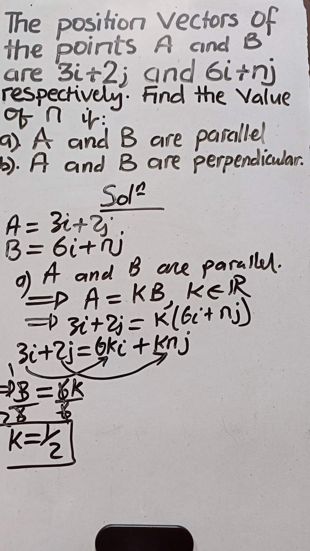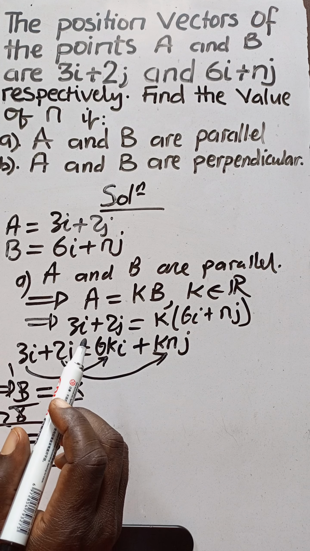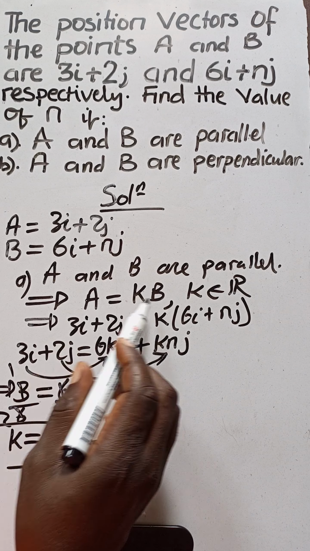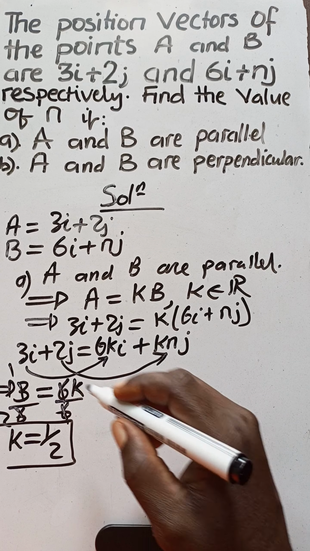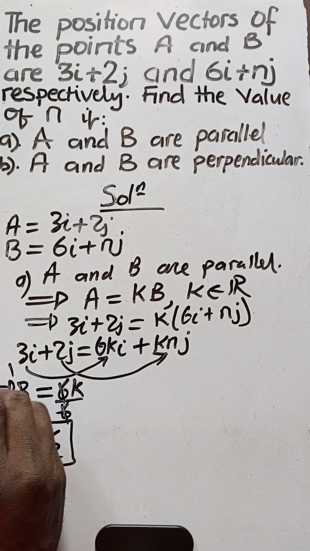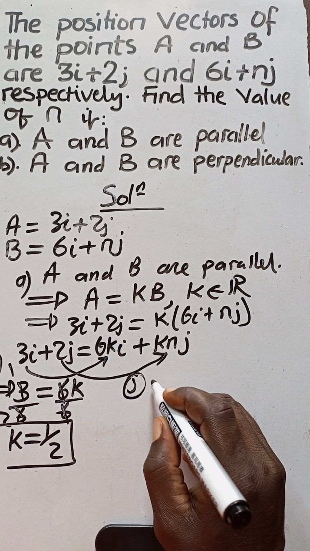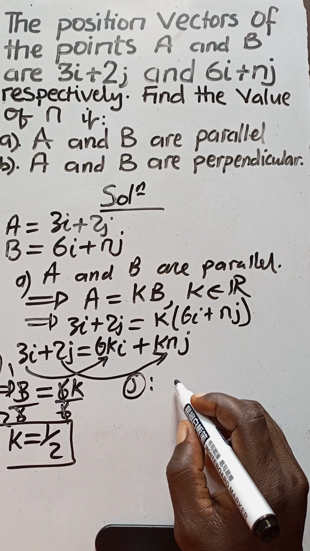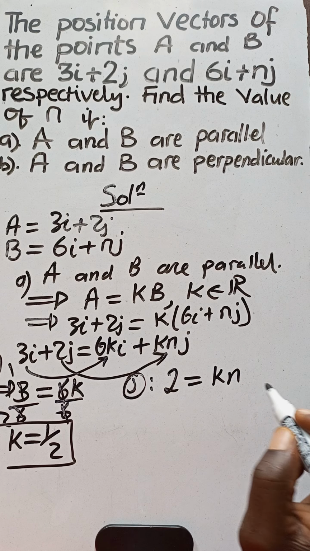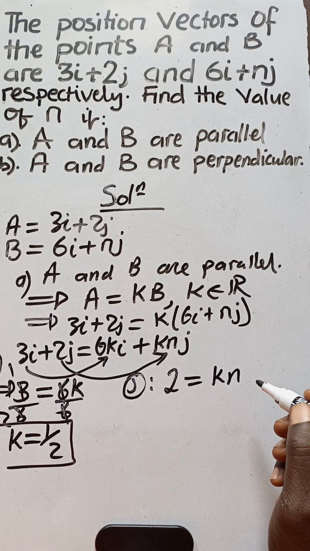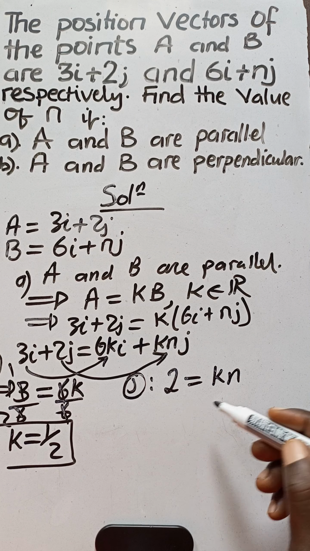So we've been able to find a real number k that should render this expression true and valid. Now, this was the i component. Let's circle it there. Equating now the j component. The j component on the left hand side is 2. We equate it to the j component on the right hand side. So we're saying 2 is equal to kn. We already know the value of k. The value of k is a half. So let's put it there.